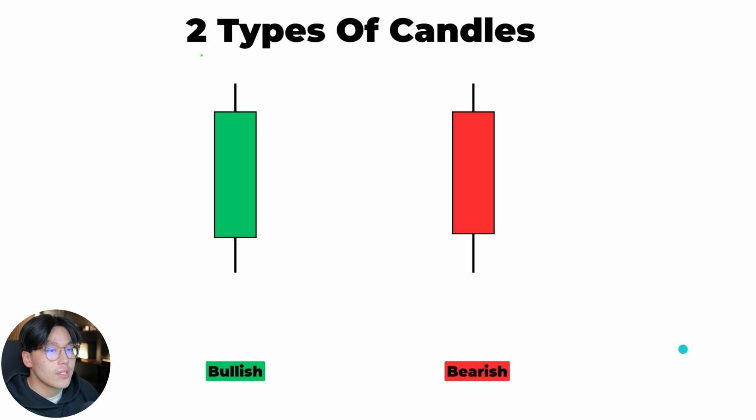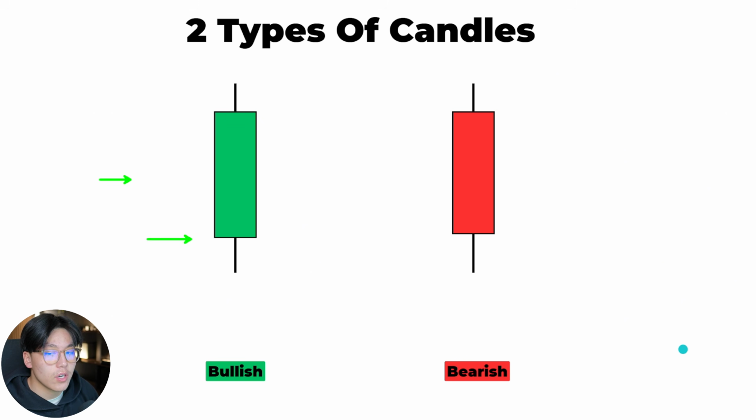And right here, as you can see, I have 2 types of candles. On the left-hand side, what we have is a bullish candle, and really this candle means that buyers are in control. So whenever we have a green candle in the markets, that just means the buyers are in control of the market. And really what makes up a candle is how it forms.